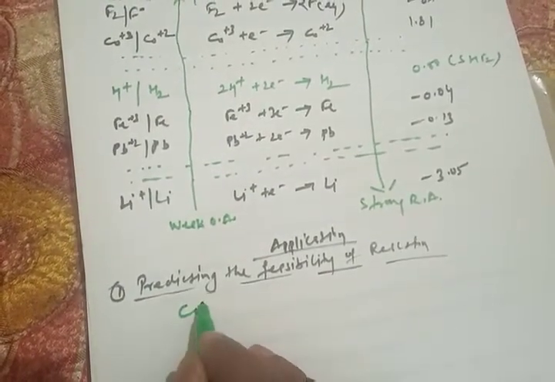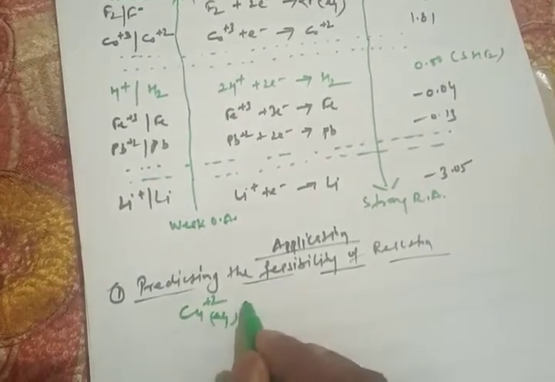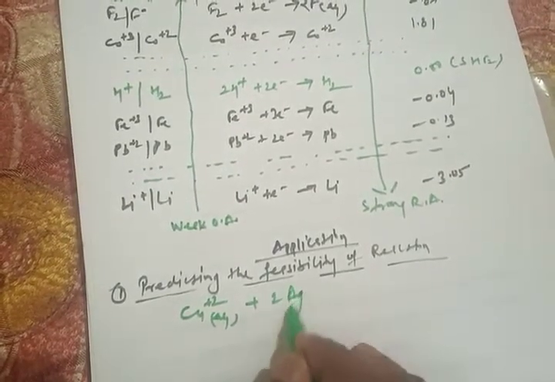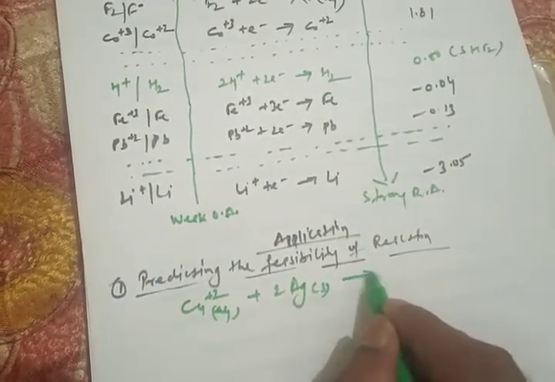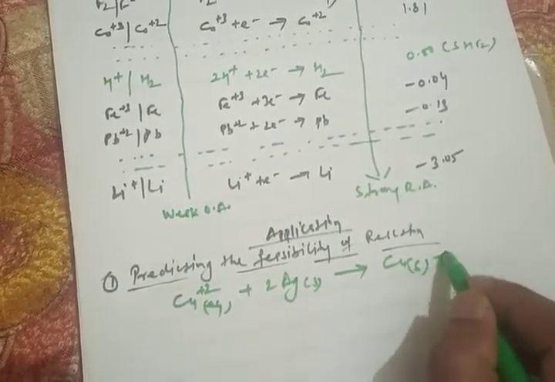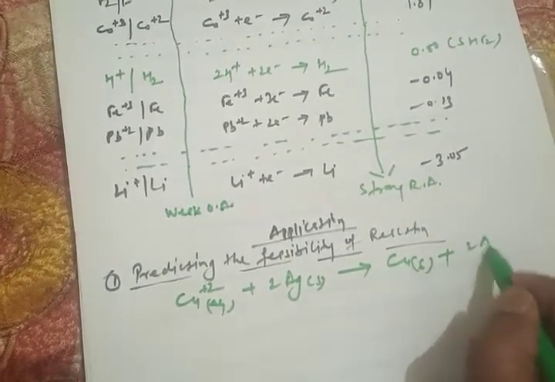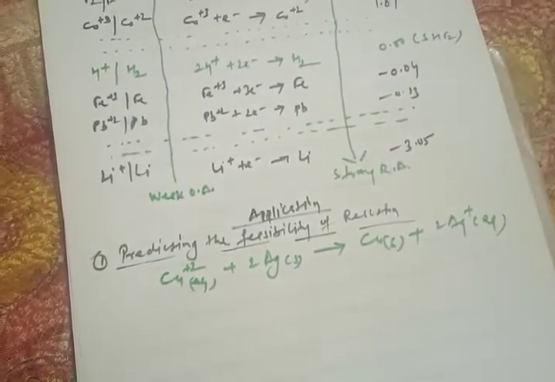Suppose you have a reaction like Cu²⁺ in aqueous medium with 2Ag(s). This notation is very important. In electrochemistry you have to write the notations and the medium: (s) for solid and 2Ag⁺ with (aq). Now the question is whether this reaction is feasible or not.